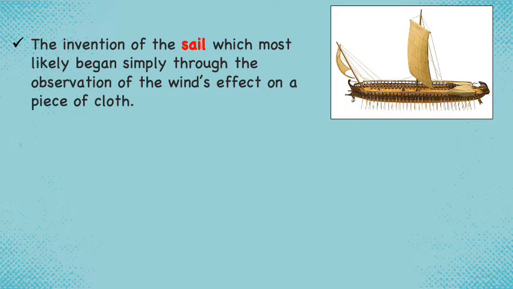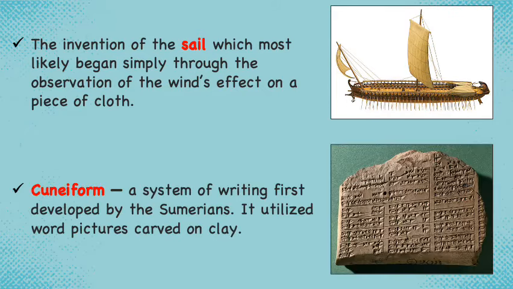The Sumerians also developed a system of writing known as the cuneiform, which is used in pictographic tablets shown in this photo. Now, the cuneiform utilized word pictures and triangular symbols which are carved on clay using wedge instruments and then left to dry.